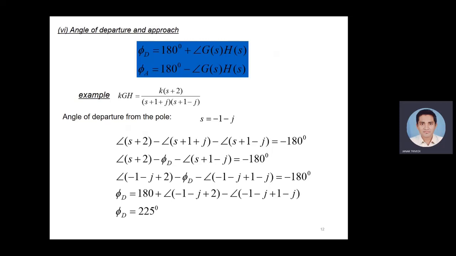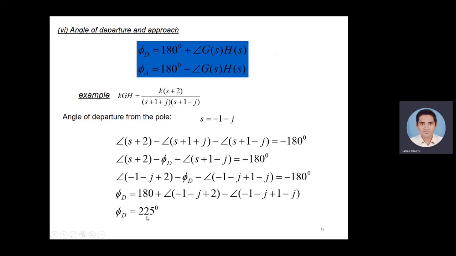The next step is angle of departure and angle of arrival. The angle of departure equation: phi suffix d is equal to 180 plus angle of G into H, and the angle of arrival is equal to 180 minus angle of G into H. For example, here KGH is equal to K into s plus 2 divided by s plus 1 plus j into s plus 1 minus j. The angle of departure is from the pole at s equal to -1 minus j. Then you have to find the angles of the zeros minus the angles of the poles to get the angle of departure. If the number of zeros is more compared to the number of poles, you have to find the angle of arrival. So this is the method to get the angle of departure.